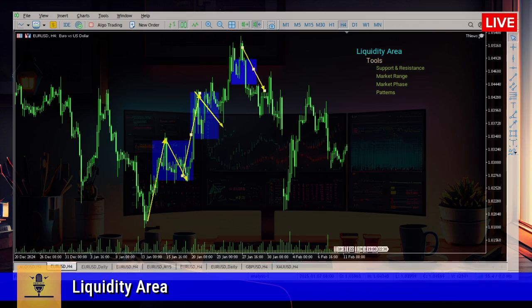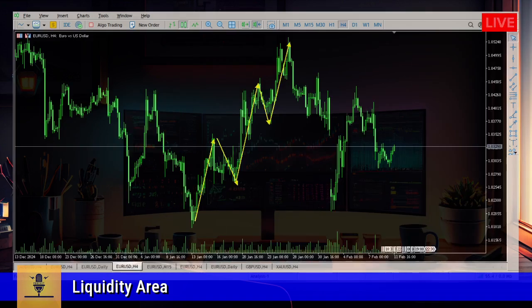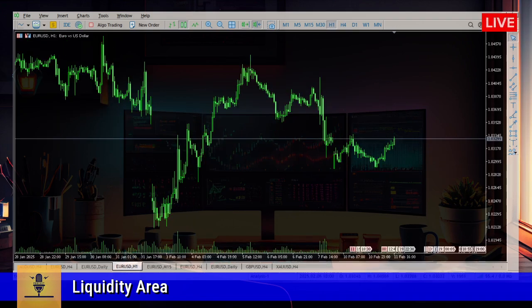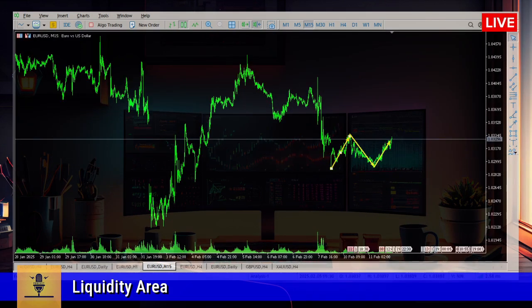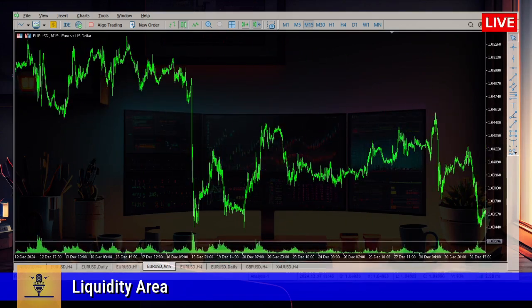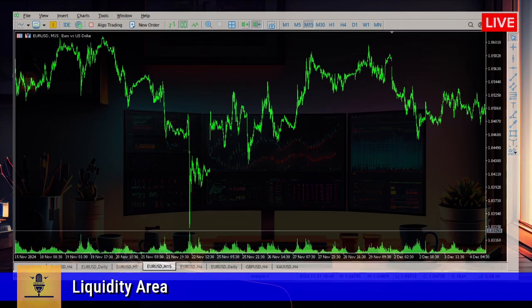Let me show the Euro USD daily chart. The chart is showing a downtrend. On the 4-hour chart, we have an uptrend. On the 1-hour chart, it is also an uptrend. On the 15-minute chart, it is moving sideways. When we tell others about this, it won't help, giving a headache instead. So, how do we explain it?